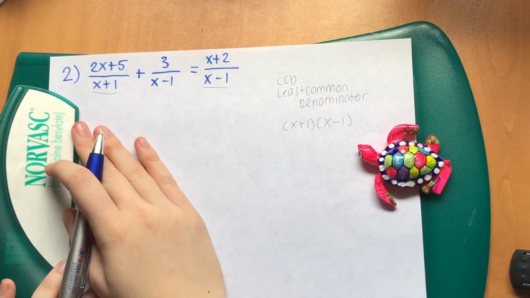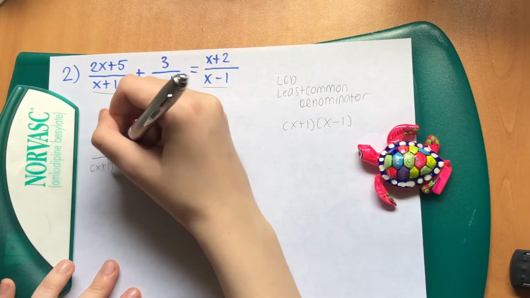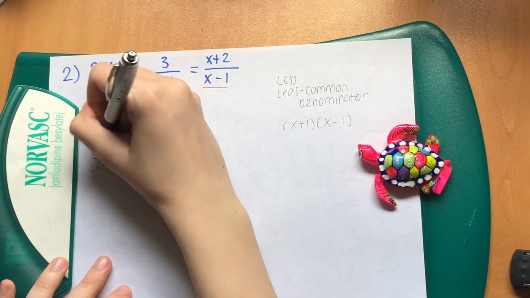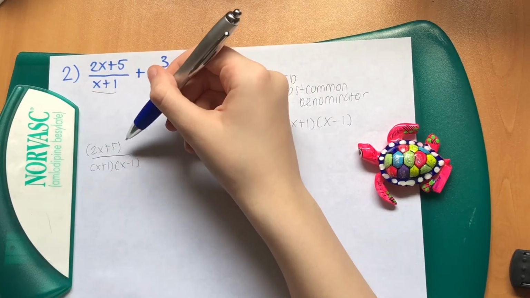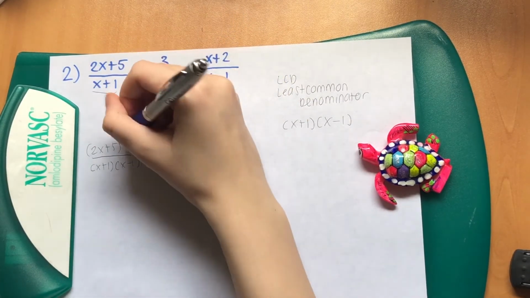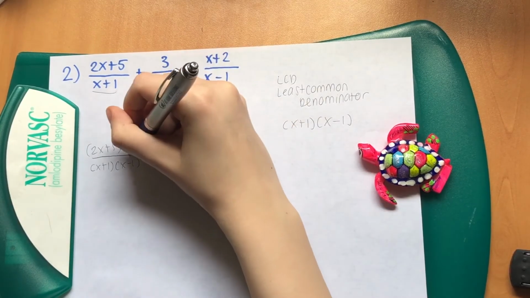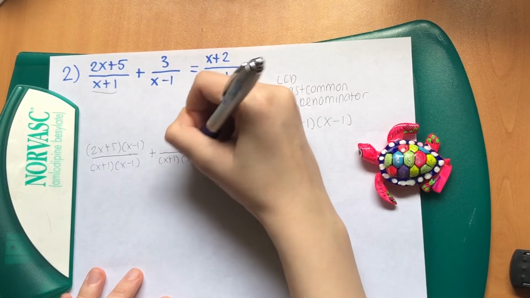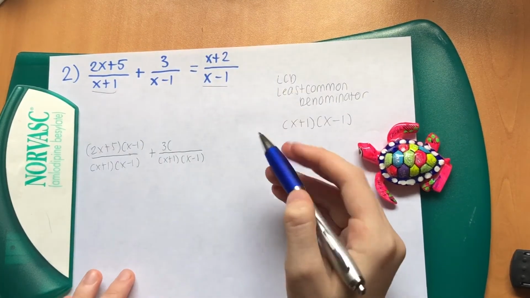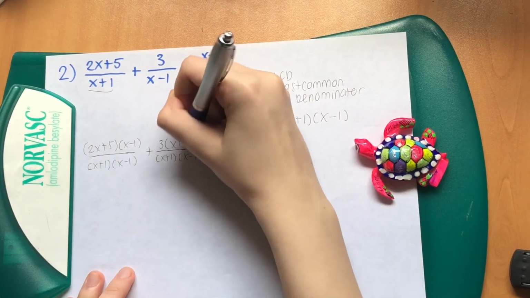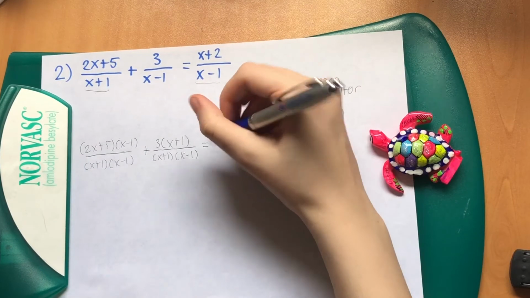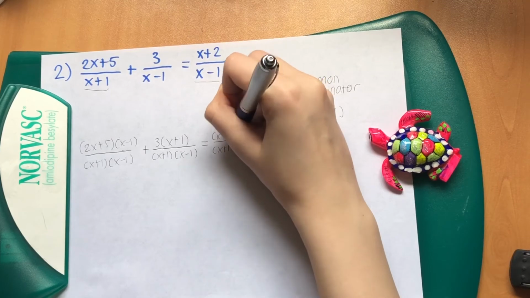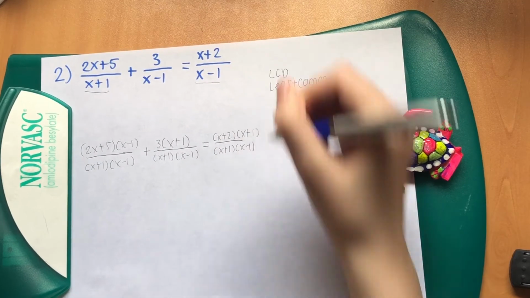So let's do just that. Here we have to have x plus 1 and then x minus 1. Since we already have x plus 1 here, and we have 2x plus 5 here, we have to do to the numerator what we did to the denominator, and that's multiplying by x minus 1. That's one part of it. So we have x plus 1, x minus 1, and then 3. So we'd have to multiply by x plus 1 here. And then, since we have x minus 1 over here, to this we'd have to multiply by x plus 1.